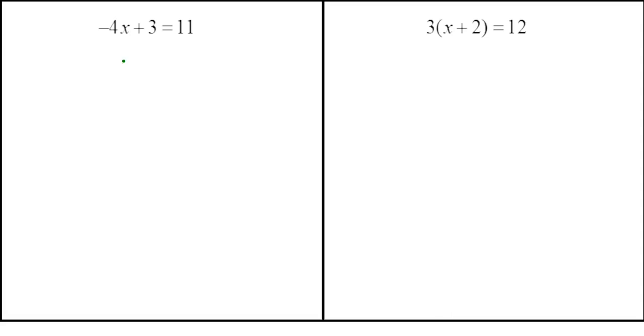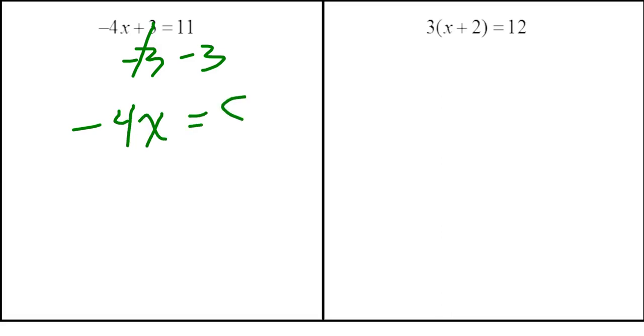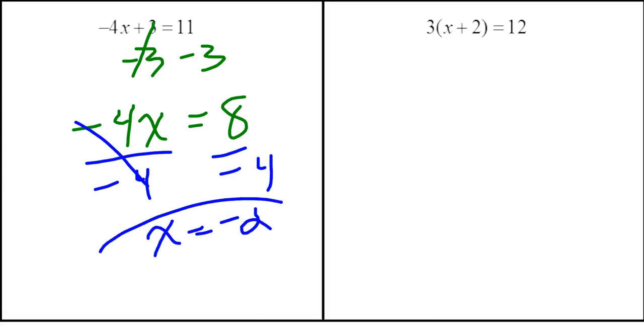Now on the left-hand side, we're going to subtract 3 from both sides first. That'll give us negative 4x is equal to 8. And then we'll divide by negative 4 to end up with x equals negative 2.